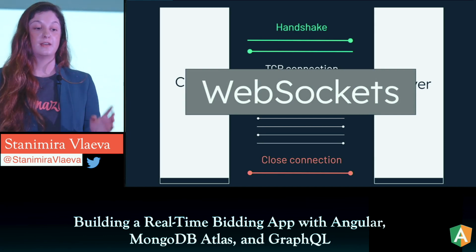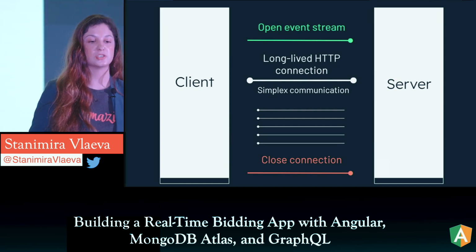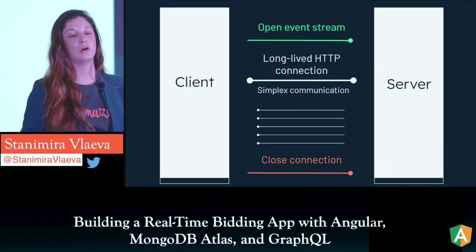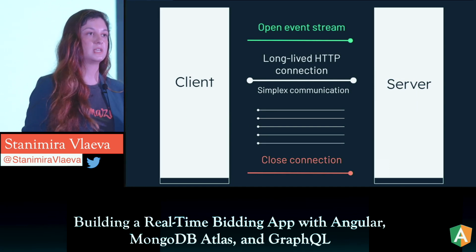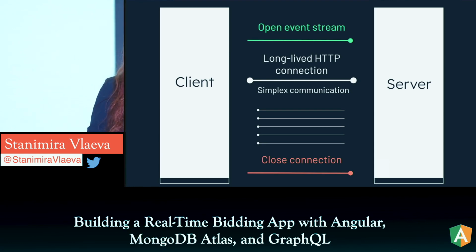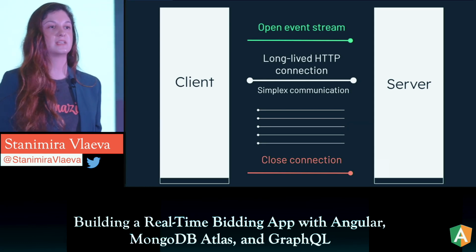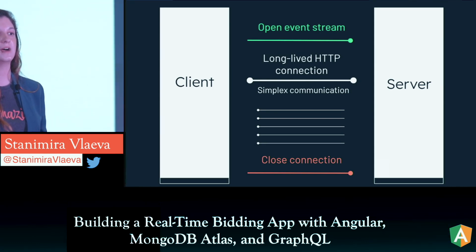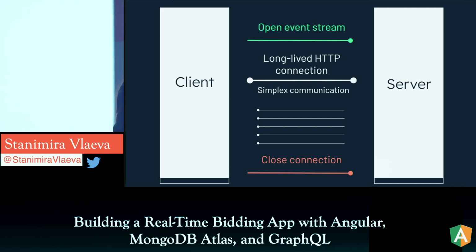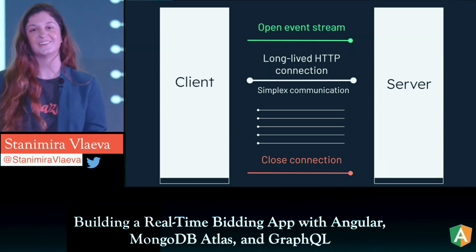Perfect. And the last protocol, which works just with simple HTTP connections, does the following. We open an event stream, then we open a long-lived HTTP connection using a special MIME type and with keep-alive, and then we have simplex communication. Simplex means, as opposed to duplex, that the server can only send events or data to the client. The client can't send data. And we terminate that by closing the connection. And what is this one? Yeah, you don't know. That's good.